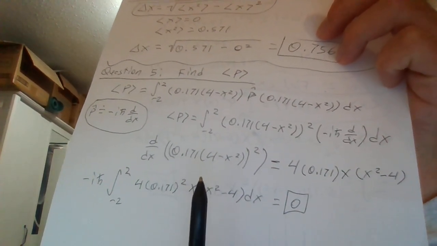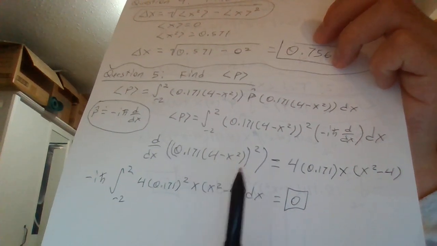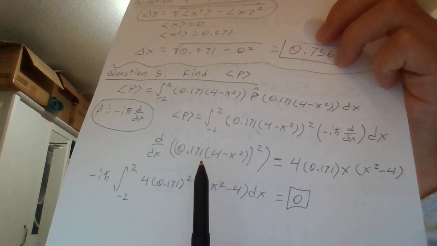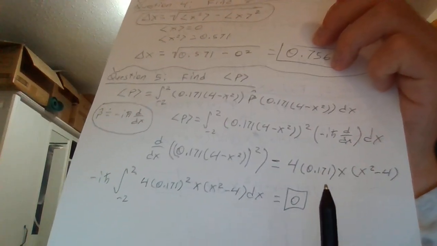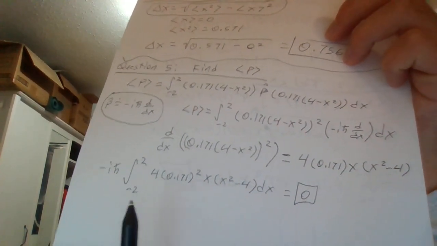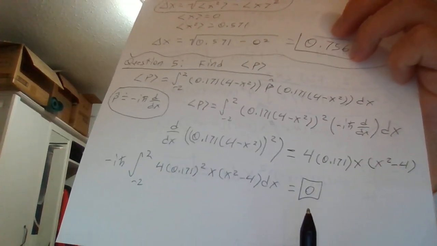So you take the first derivative and apply it to the wave function, and you get this value here. Then plug that back into the integral on the bottom, and you just get 0 again. So that's the answer to question 5.